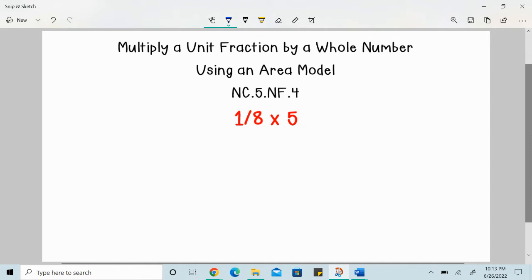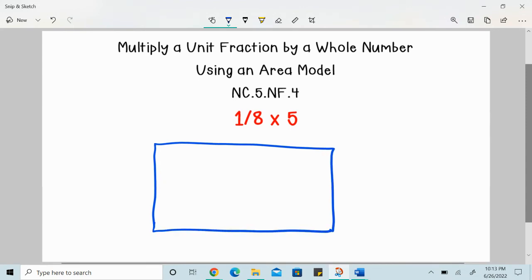To model this, I'm going to start by drawing the area model. So I will draw a rectangle here. I know that this rectangle will need to be split into 8 equal parts since we are going to be showing 1/8 5 times. So I'll go ahead and partition this area model into eighths now.